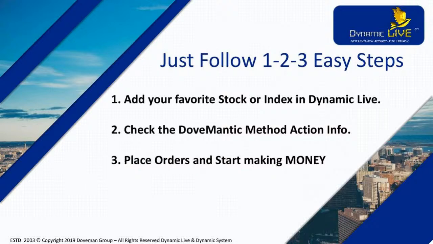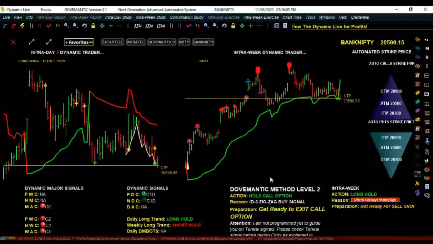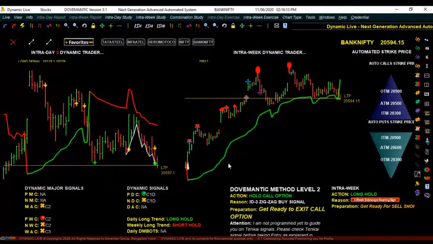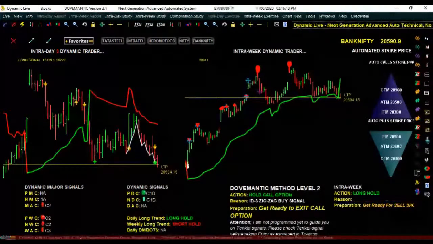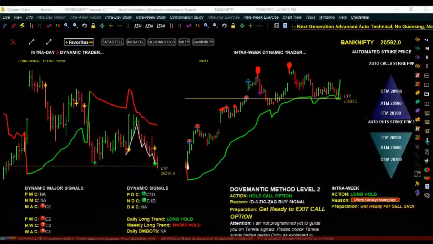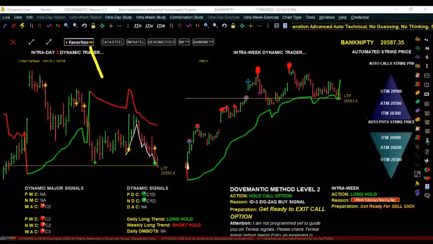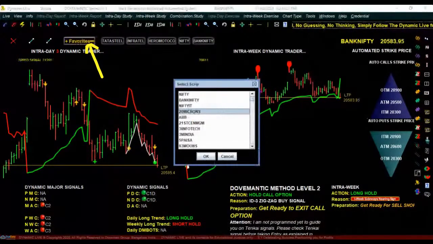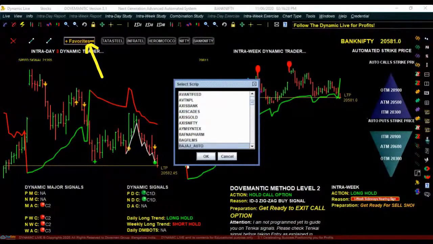Now for us to check this, I request any of you to suggest me your favorite stock or index so that we can see what this dynamic live is telling us to do, and based on that we can see how easy it is to work around. So first thing here is, for you to add your favorite stock or index, you just have to click on this favorites here. Now once you click on this favorites, a drop down will appear so that you can select any of your favorite stock. Let us select Bajaj Auto.